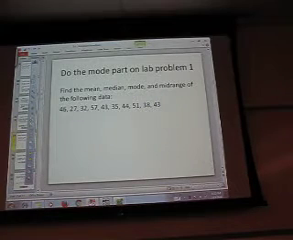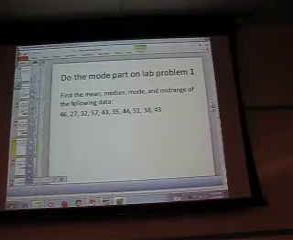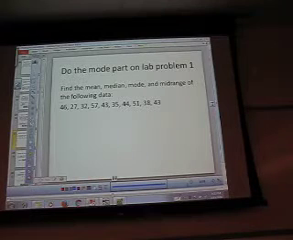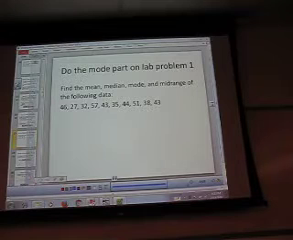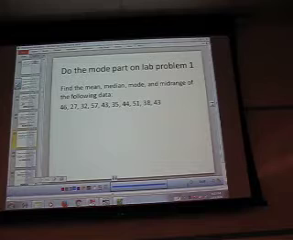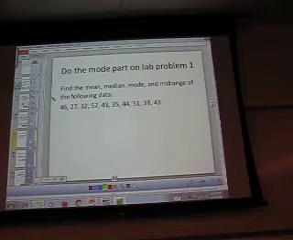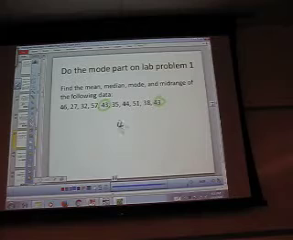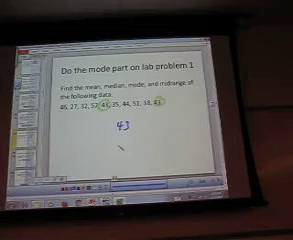All right, do the mode part of lab problem 1. I'll give you 15 seconds, go. All right, which one occurs the most? 43, there's 2 of them. So the mode is 43. Everybody good? Yes? Great.